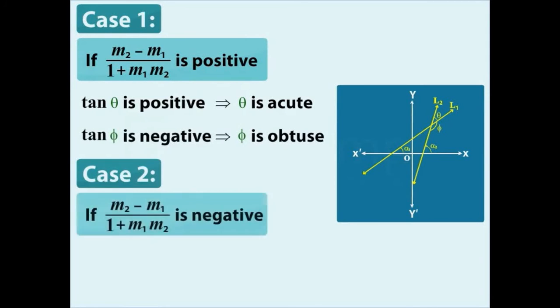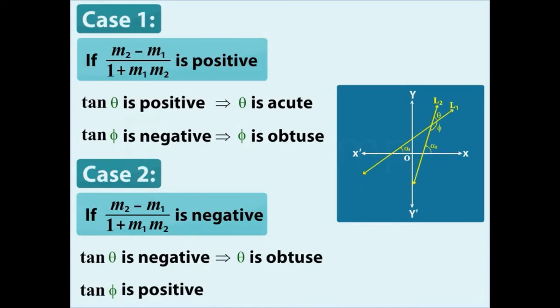Case 2. If (m2 minus m1) over (1 plus m1 into m2) is negative, then tan theta is negative. So, theta will be obtuse and tan phi is positive, and therefore phi will be an acute angle.